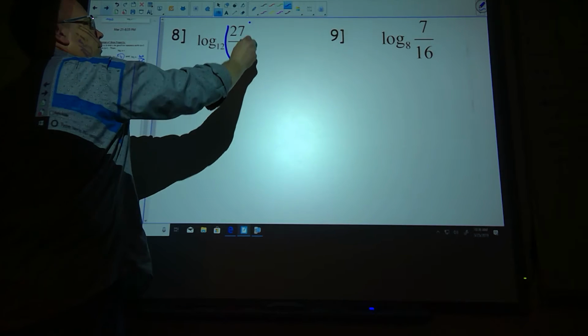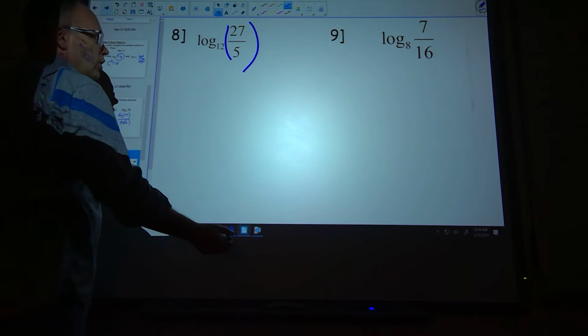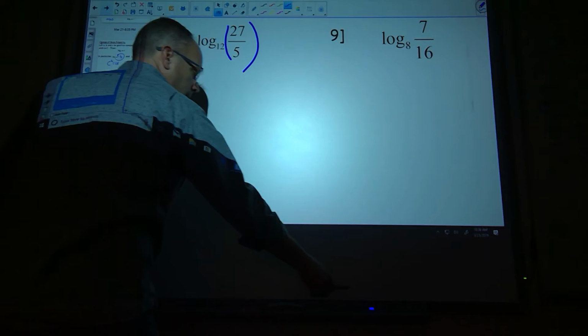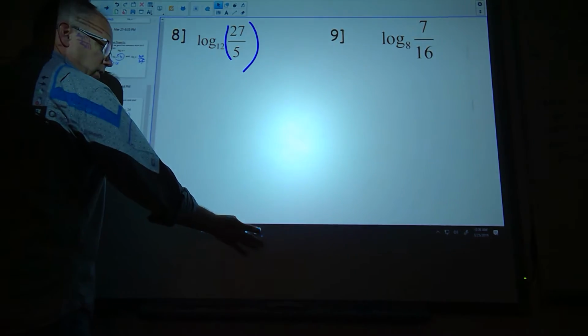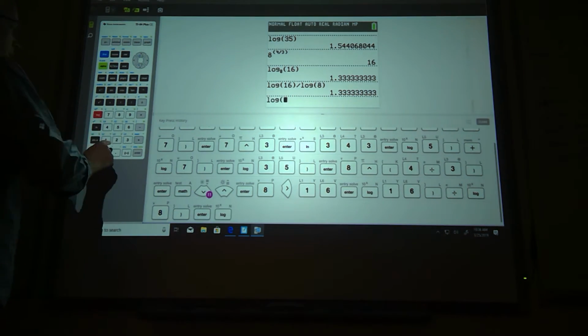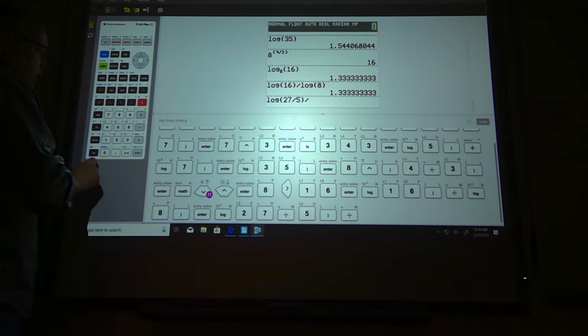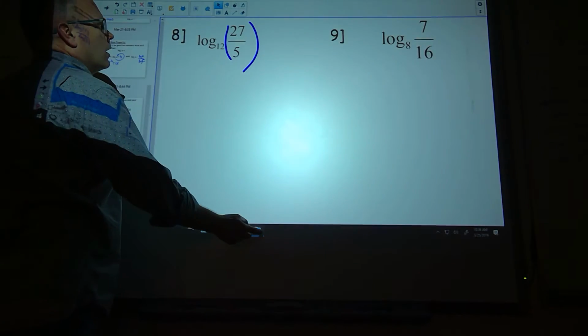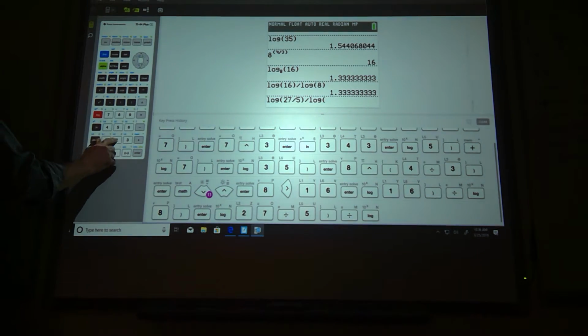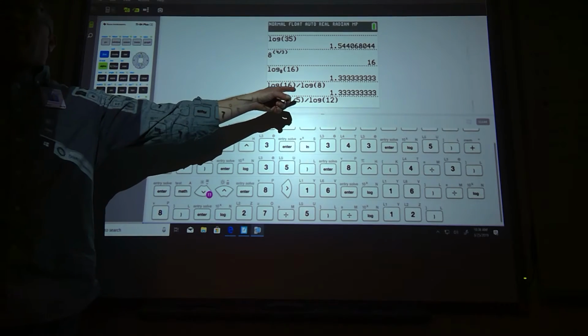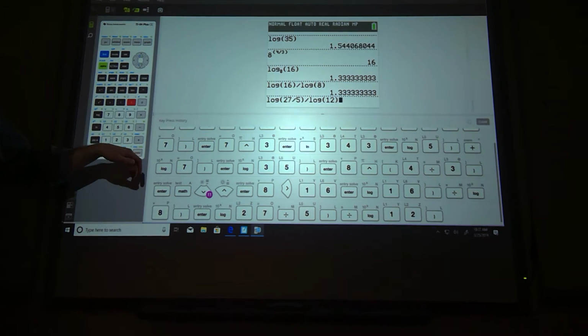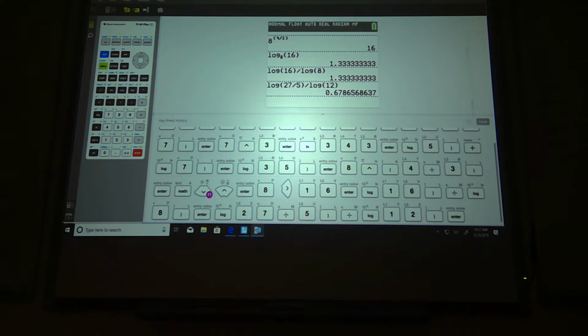Main thing on this one, I put that in parentheses. And let's do that and change the base. So I'm going to do log 27 fifths. Close parentheses. Divided by log, forgot already, 12. So notice this 27 fifths I'm doing the log of. I'm doing log of 12. Hit enter. Comes up to 0.679 thousandths. Okay, again, remember to use the parentheses. They will benefit you on these.